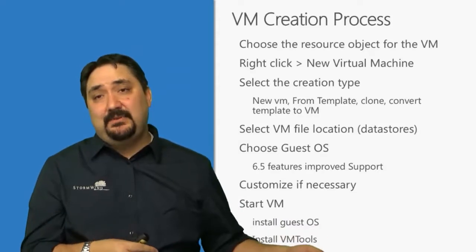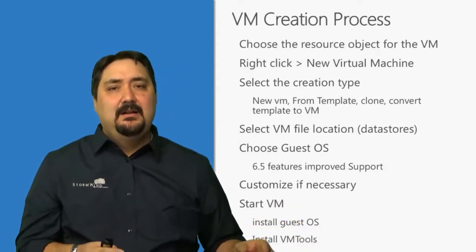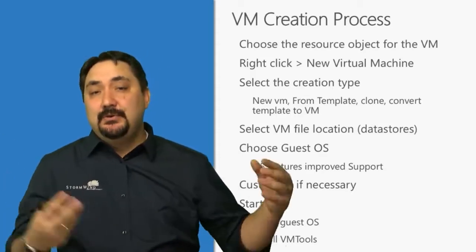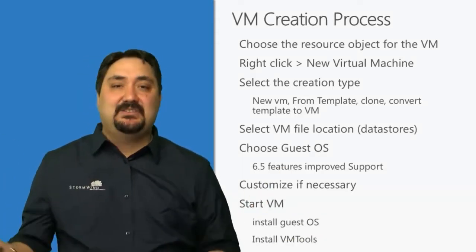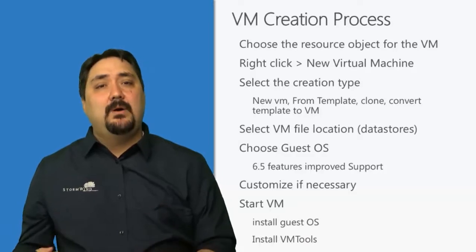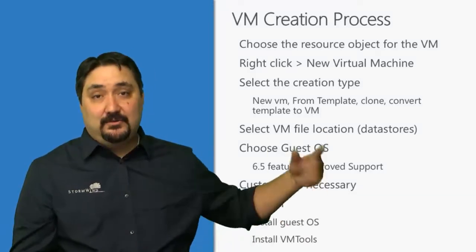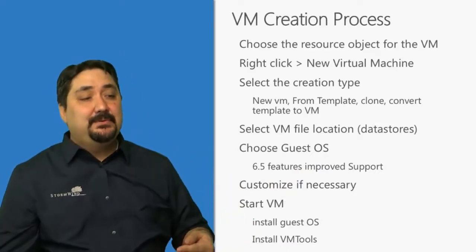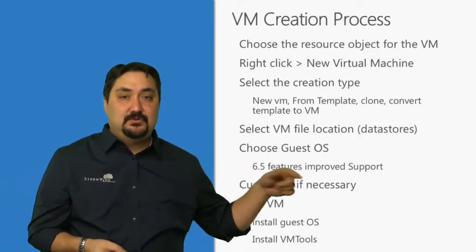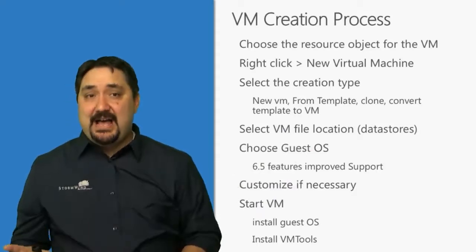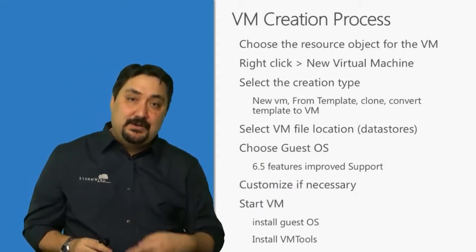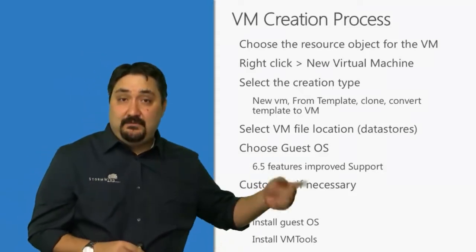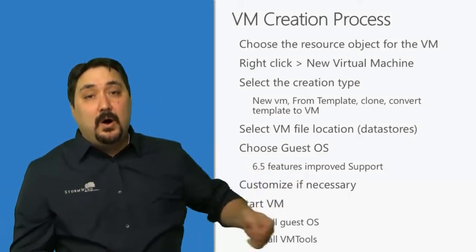Once we've created the template and we need to make a change to that template, let's say I created a template for Ubuntu. And there's a new version of Ubuntu or a new patch that comes out for Ubuntu that I now want to include in my template so all my virtual machines going forward have that particular patch. What I would do is convert that template to a virtual machine, apply the patch, and then convert it back to a template.